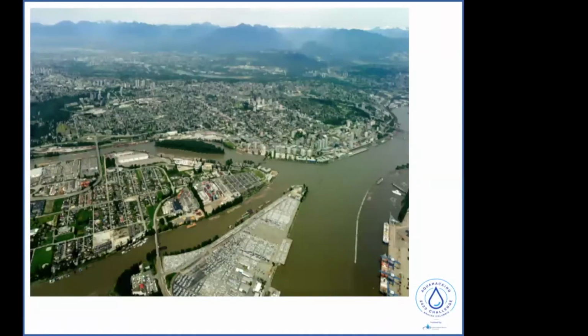Here's another figure or photograph of the Lower Fraser floodplain. This is more in the urban area. And again, just to illustrate the complexity and the patterns of settlement and land use and how that is exposed to different flood hazards.